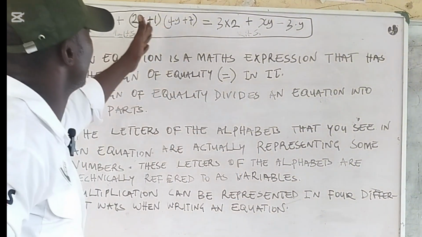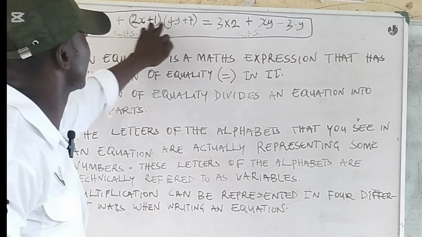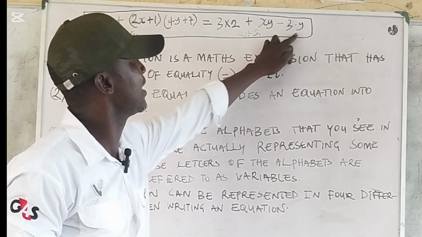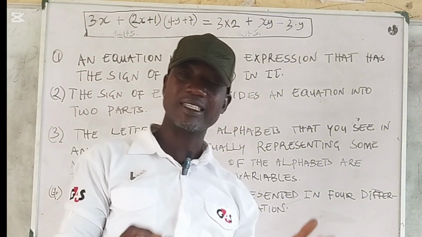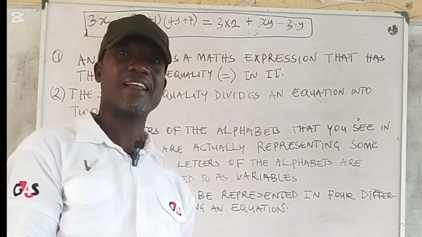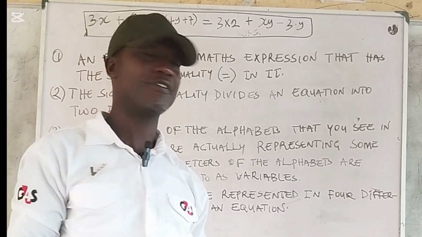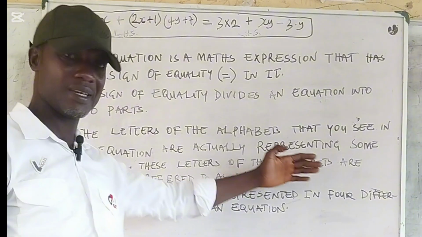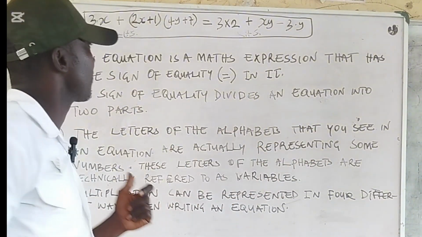Just like as we have in the board, we have x, 3x, 2x, 4y, y, xy, and y. What do these things stand for? What does xy stand for? xy obviously are letters of the alphabet. What do they stand for? Now, the third fact explained to us that they are some numbers. They are just representation of some numbers.